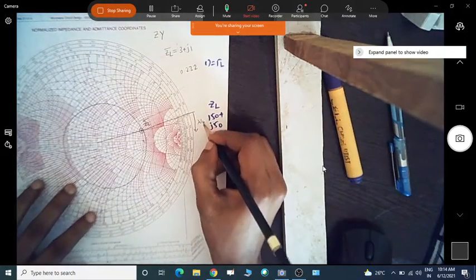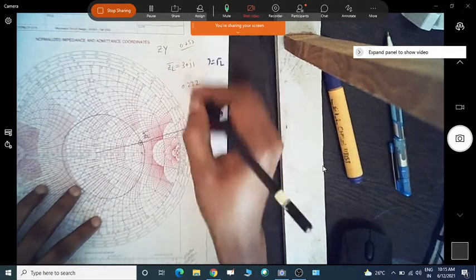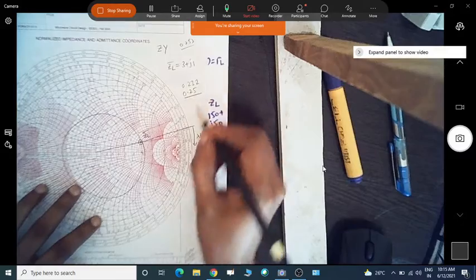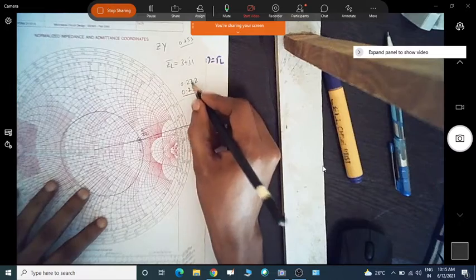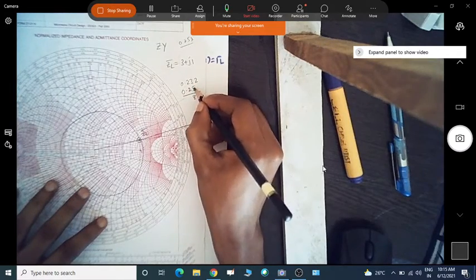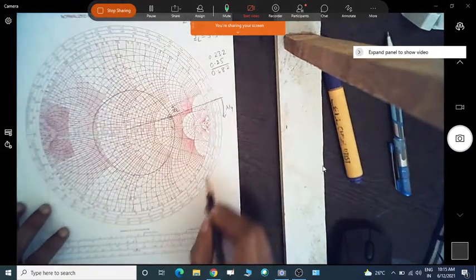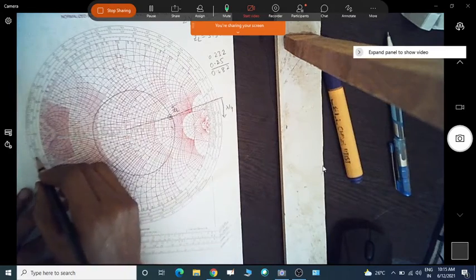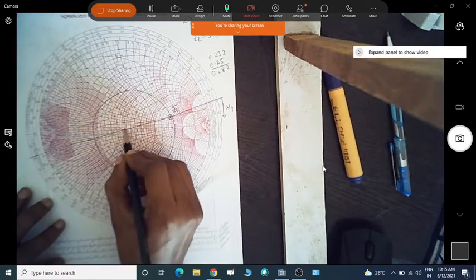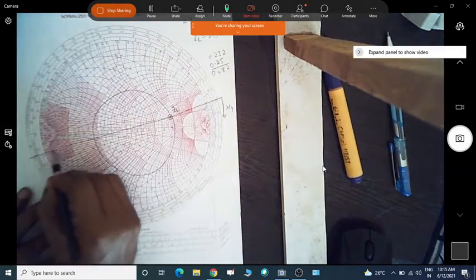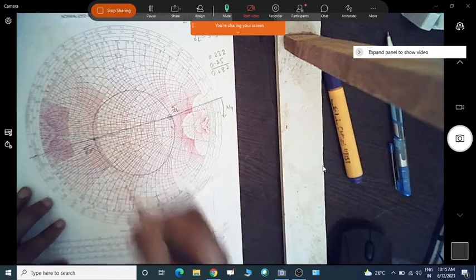Now move towards the generator by lambda by 4 distance. Lambda by 4 means 0.25 lambda, so you have to add 0.25 to this in order to get the input impedance. If I add that, I get 0.482. Now we can find where 0.482 is, somewhere here, exactly opposite to this side. Whatever line is there, it is exactly opposite to that line, and here we have found the normalized input impedance.